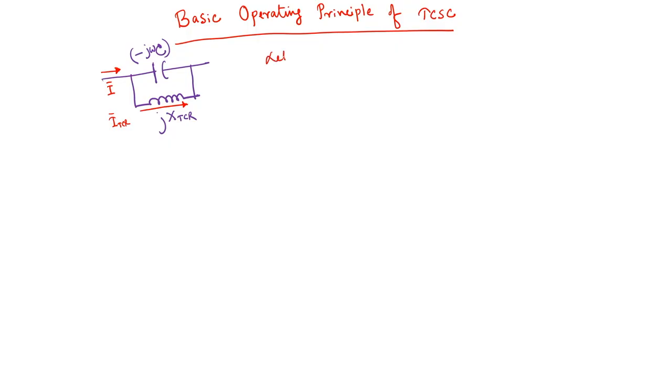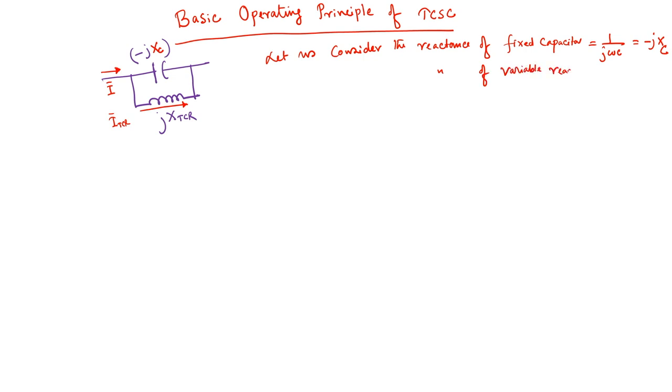Now, let us consider the reactance of the fixed capacitor. The capacitor is 1 upon j omega c, which is represented by minus j X C. Now, the reactance of the variable reactor is equal to j X TCR. And let us consider the impedance of the overall TCSC unit to be Z TCSC.